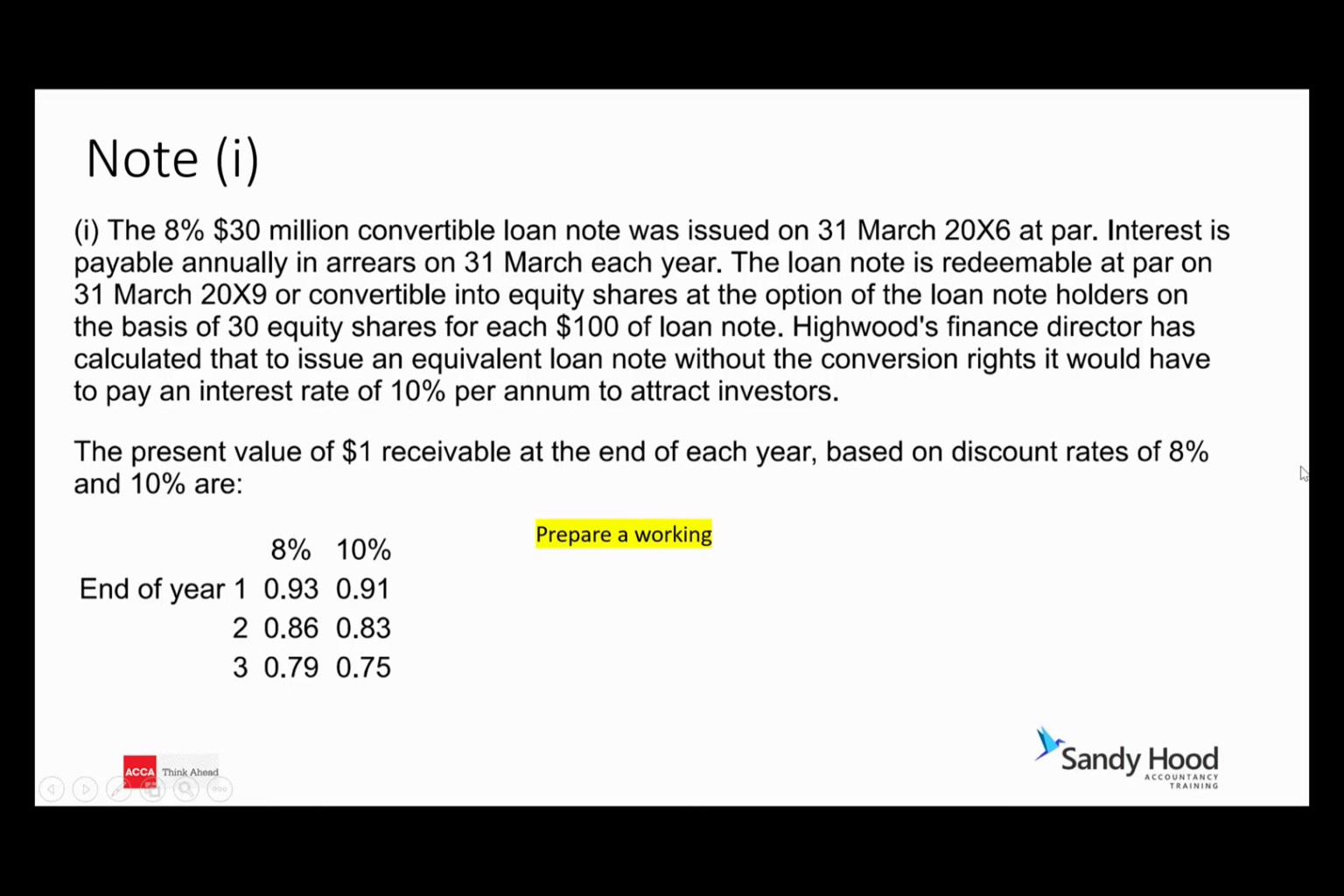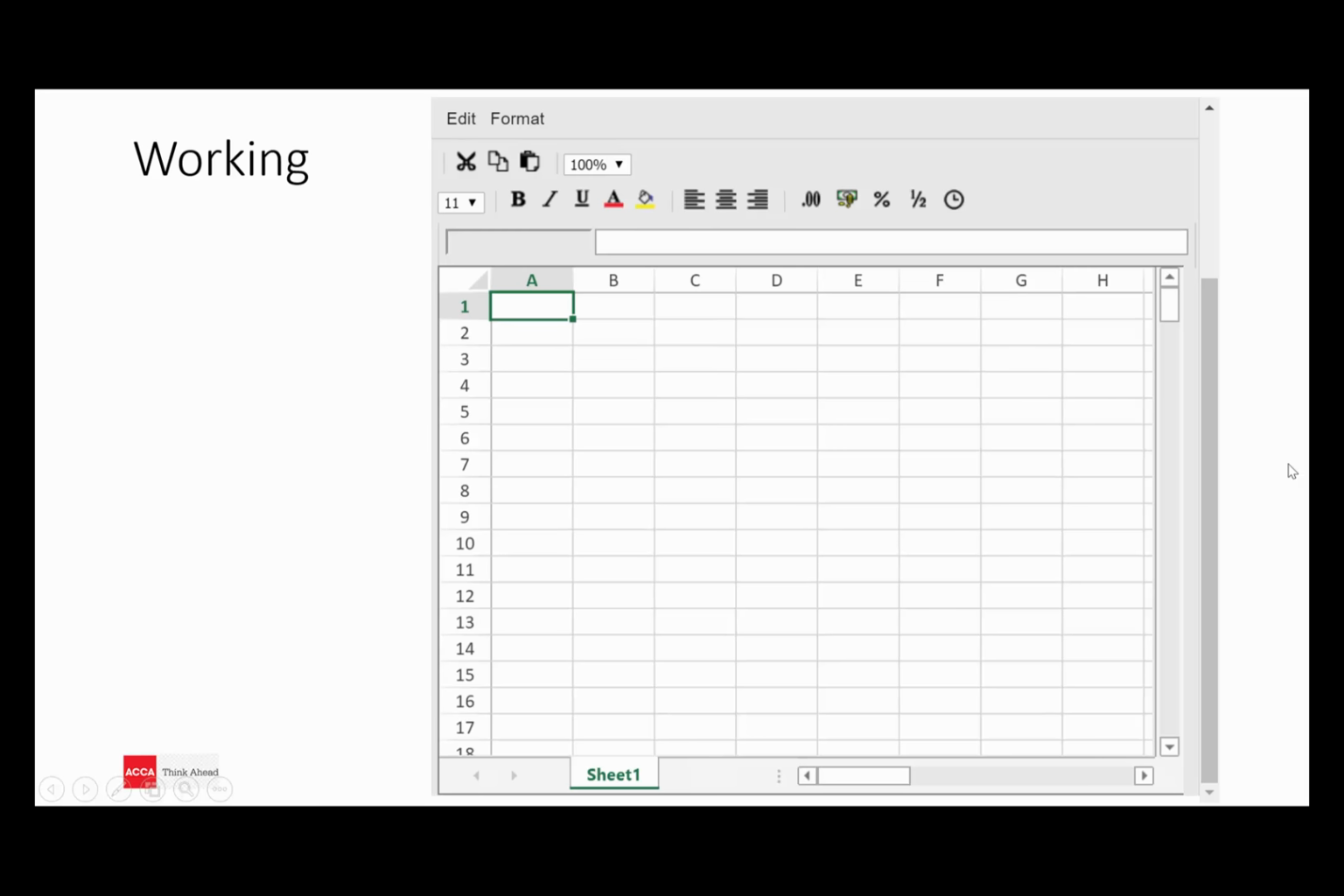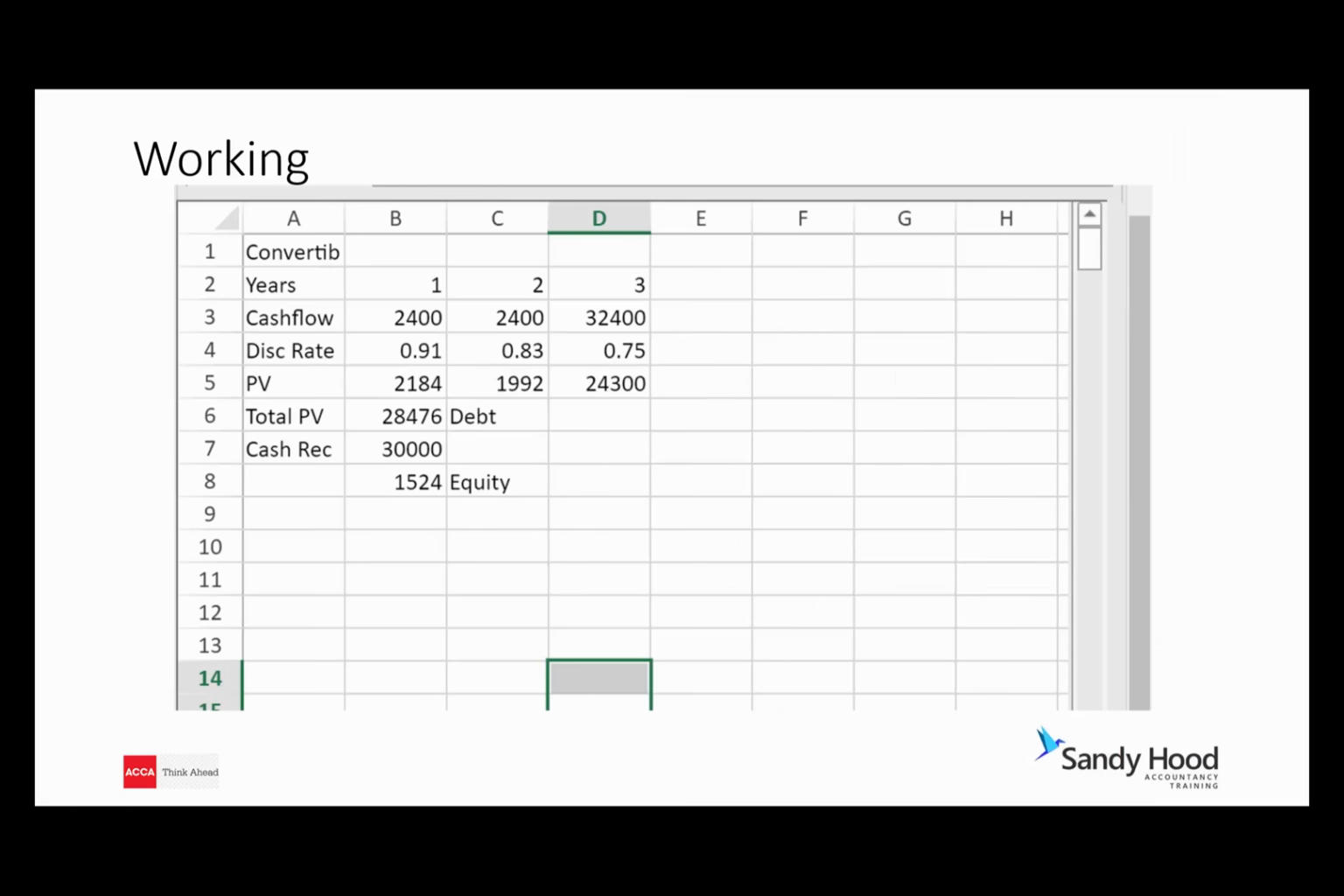I'm going to prepare a working, so I'm going to go straight into the spreadsheet, and in there goes my cash flows in each of the years. So we're paying out 8%, so 2,400, well, everything's in thousands, but 2,400 each year as interest, and then in the final year we pay out the 30,000 that we've borrowed. And we've got the discount rates, so we can quickly work out the present values.